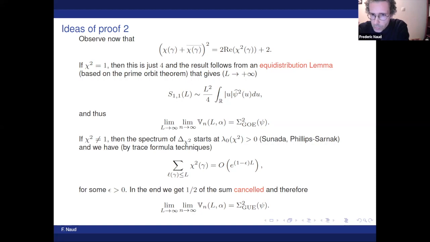And I'm probably done here. So that leaves us a little bit of time for more questions if you want. But this is the outline.